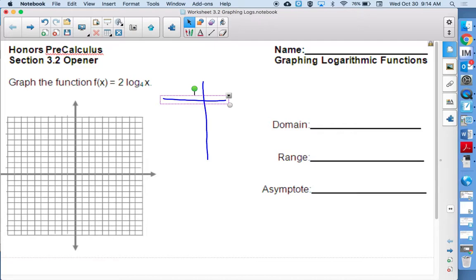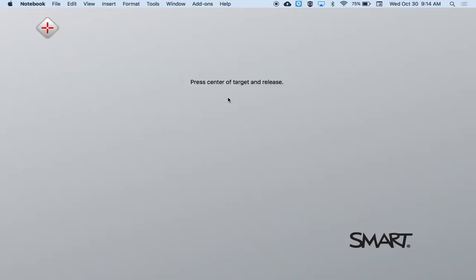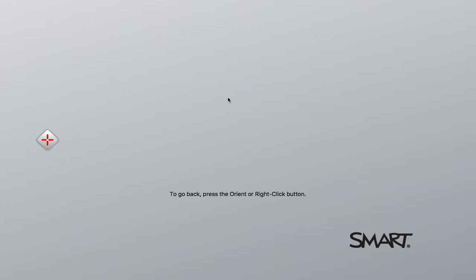So using those three properties of logs, the first property says a log of any base of the number 1 is always equal to 0. The second property says the log of any base of that same number is equal to 1. Those are the two properties that are easy to use. The third property involves exponents.